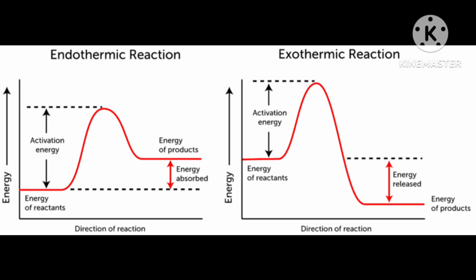Here is another example. In a mixture of potassium permanganate, KMnO4, and oxalic acid, H2C2O4, potassium permanganate gets decolorized faster at higher temperature than at lower temperature.